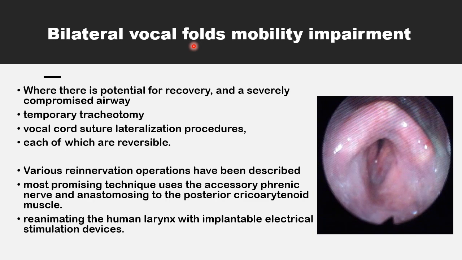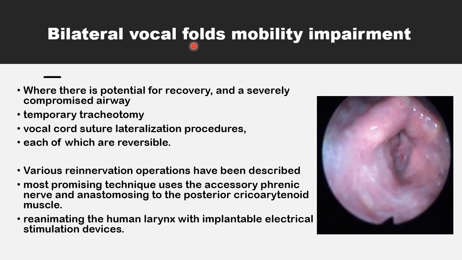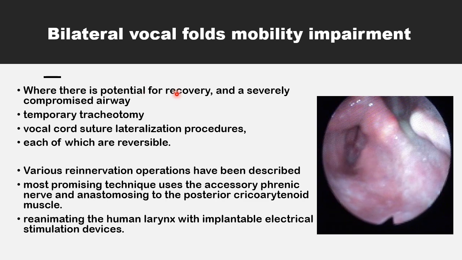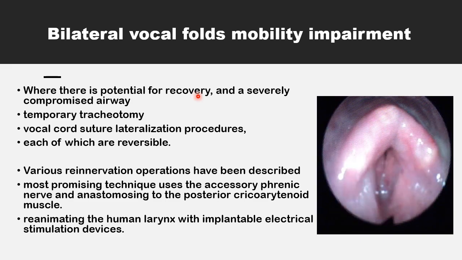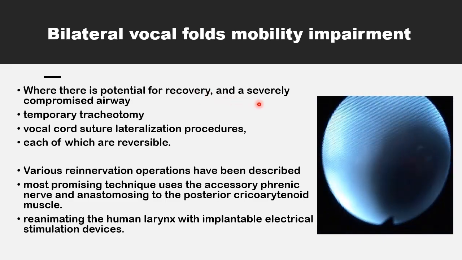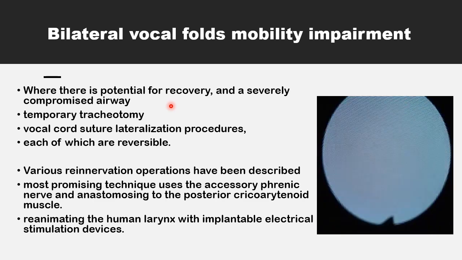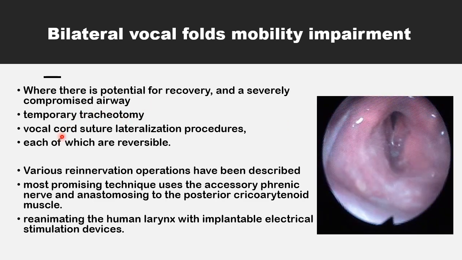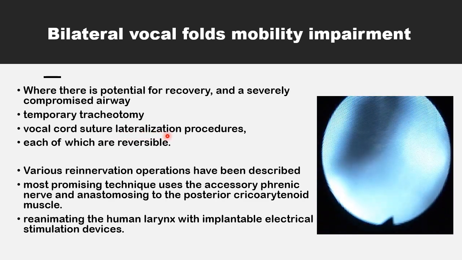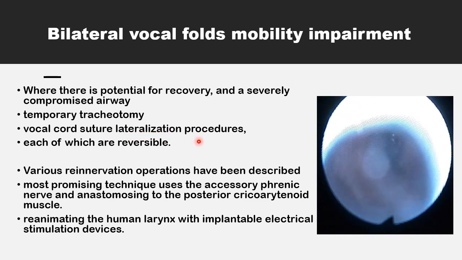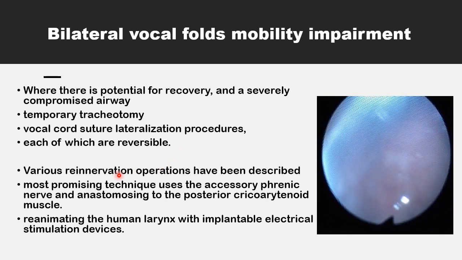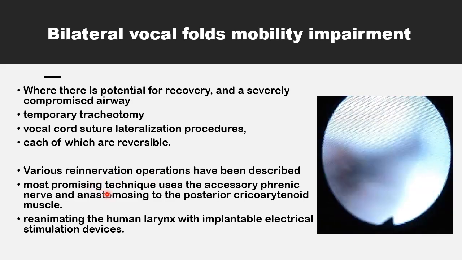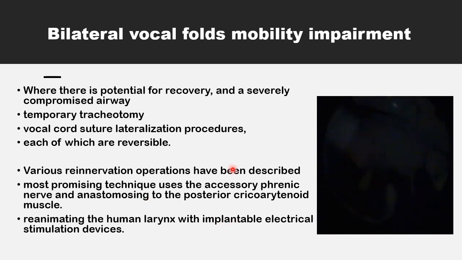With bilateral vocal folds mobility impairment, if there is a potential for recovery in early cases, particularly post-surgical, post-thyroidectomy, for example, and if the airway is severely compromised, you can choose a temporary way of management, either temporary tracheostomy or vocal fold suture to lateralize the vocal folds. But in chronic cases, various other ways of management, including laser, re-innervation operation for the larynx, and also reanimation of the human larynx with implants have all been tried.